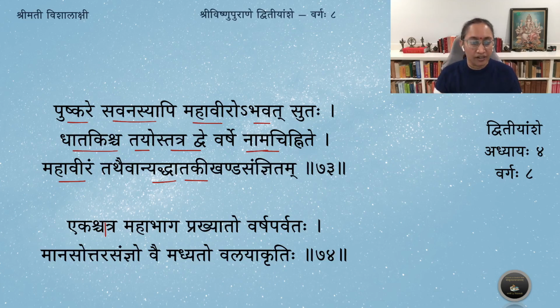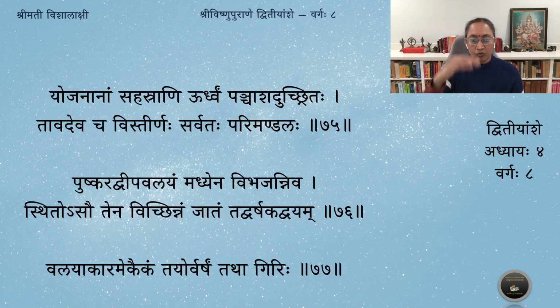There is only one mountain here, and it is called Prakhyataha. How is it called? Manasottara Samgyaha. The name given to it is Manasottara. Madhyataha, it is present in the middle of this dvipam. Valayakritihi, in the manner of a bangle. Not like a solid cone, but present like a valayam, because he is saying that it is divided into two regions. So the one inside would be one region, the one outside would be another region. Imagine a bangle in the middle of that dvipam.